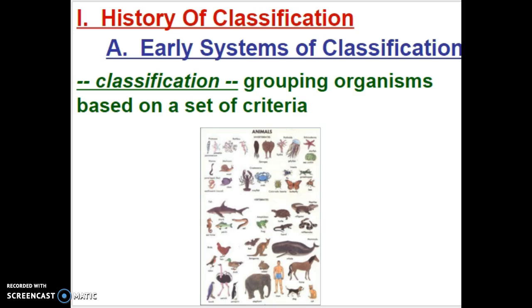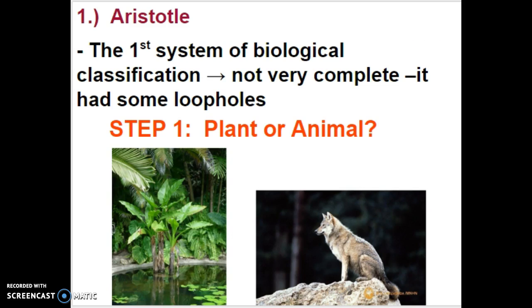Basically, what we do when we classify things is we group them together based on what they have in common. So classification is grouping organisms based on a certain set of criteria or rules. There are lots of living things on this planet, and even very, very early on there was an awareness of a need to start to organize these living things and figure out where we as people were in the whole scheme of life.